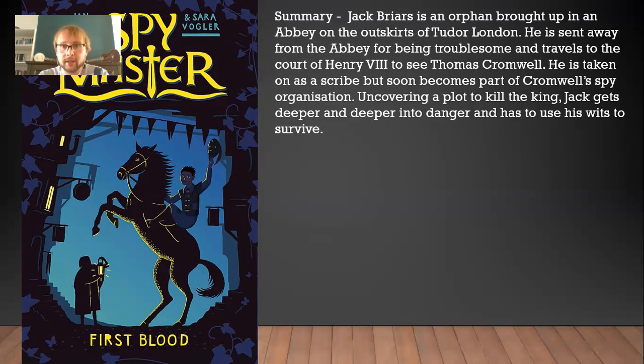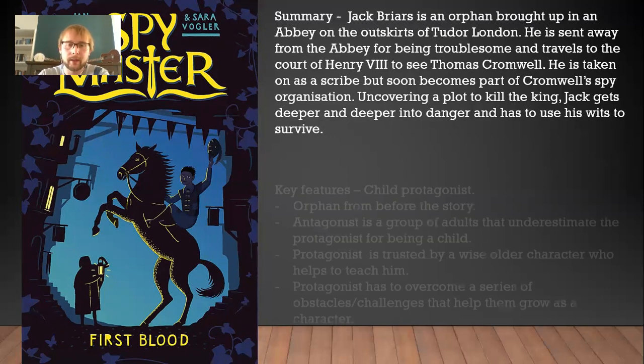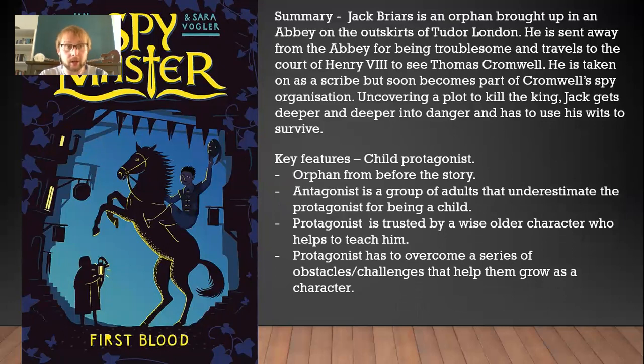He is taken on first as a scribe, but soon becomes part of Cromwell's spy organisation, uncovering a plot to kill the king. And Jack continues to get deeper and deeper into danger and has to use his wits in order to survive. Key features again, we get that child protagonist. Straight away, we're starting to see that that is a feature in common. That is something that is similar. And that was our Walt, remember, to find similarities in different texts.